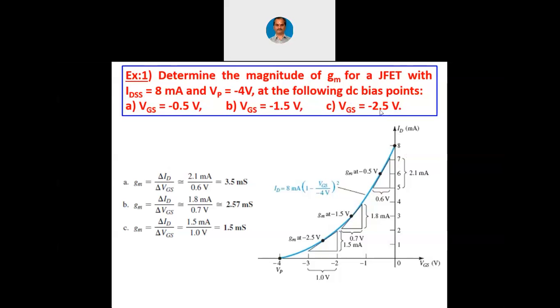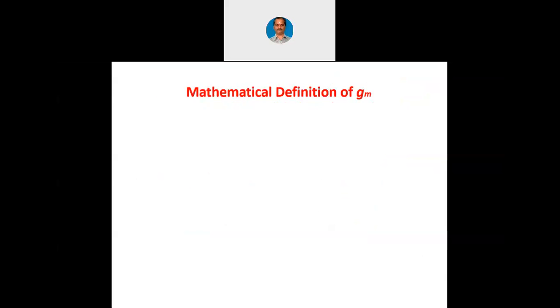Fine. Let me continue now with the discussion of transconductance. Let us see what the mathematical definition of GM is now. This will be slightly complicated. We have already seen that the graphical definition is easier to arrive at, whereas the mathematical definition is slightly difficult, as we had seen in the DC analysis also. But still, for the sake of theoretical importance, let us find out in what way we can define the transconductance mathematically.